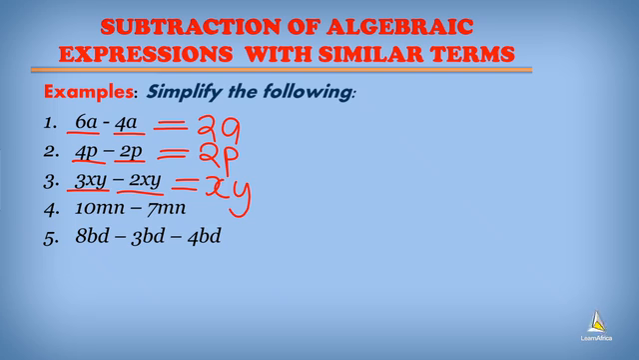Then moving on to question 4, we have 10mn minus 7mn. That will give us 3mn. Question 5, we have 8bd minus 3bd. That will be 5bd. Then moving on, 5bd minus 4bd will give us 1bd, isn't it? But instead of writing 1bd, we will just write bd. So bd is our answer here.